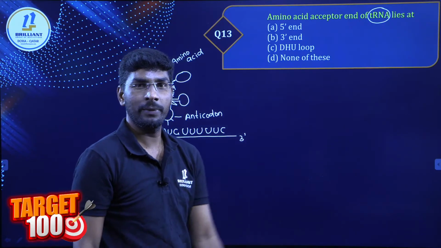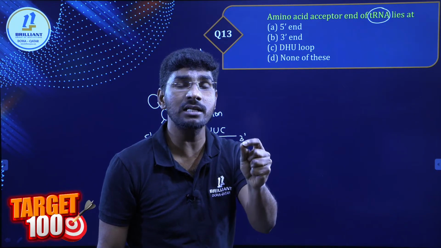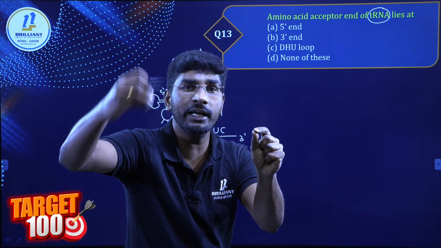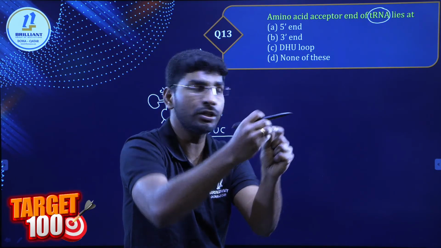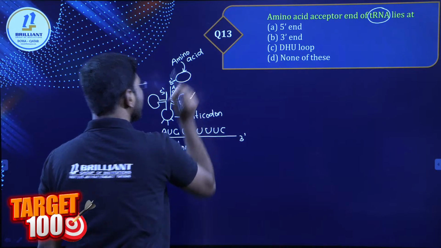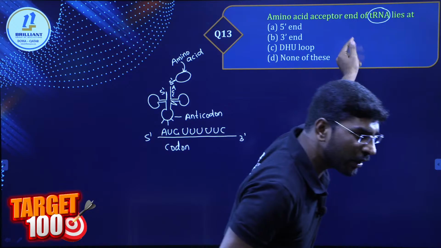Remember everyone, this type of MCQ can come. This type of MCQ can ask exactly which prime of tRNA the activated amino acid will come and attach. So this is the 3rd prime. This activated amino acid comes and attaches here, the amino acid acceptor. How many of you got this one correct?